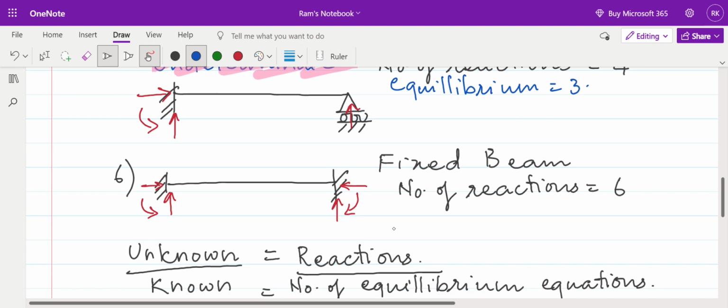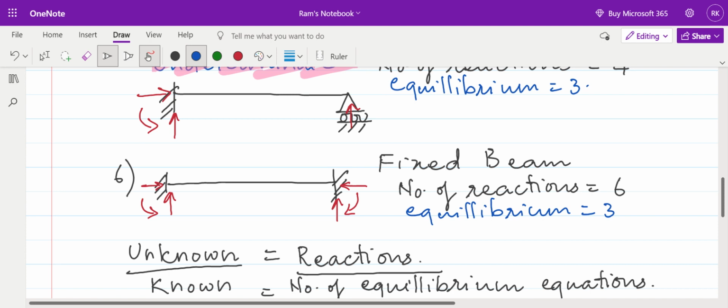And same is the case with the last, that is the fixed beam. The number of equilibrium equations is limited to 3. Summation of forces in x direction is equal to 0. Summation of forces in y direction is equal to 0. And summation of moments acting in xy plane is equal to 0. We are talking about a two-dimensional structure, so we are working in the xy plane itself. So the summation of moments in xy plane, that is moments about z axis, they will act in xy plane. So that is equal to 3.